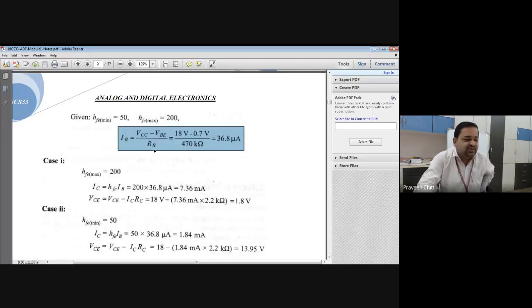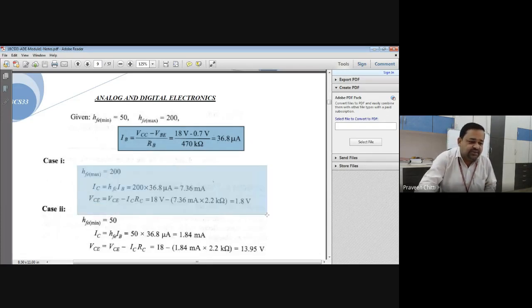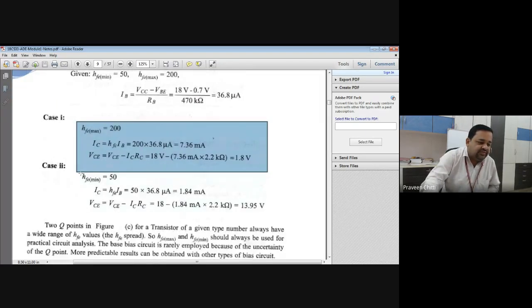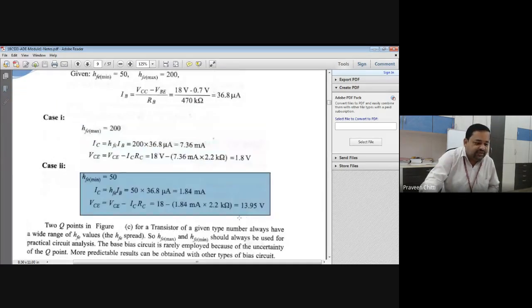So first you compute IB. IB is VCC minus VBE by RB. So we'll get IB as 36.8 microamperes. Once we get the value of IB, we'll get 2 different values of IC depending on the value of beta. When beta is 200, the value of IC is 200 into IB. And when the value of beta is 50, the value of IC will be 50 into IB. Accordingly, you will get different values for IC and VCE. This is for beta equal to 200 and this is for beta equal to 50.